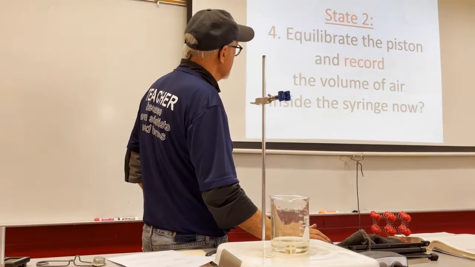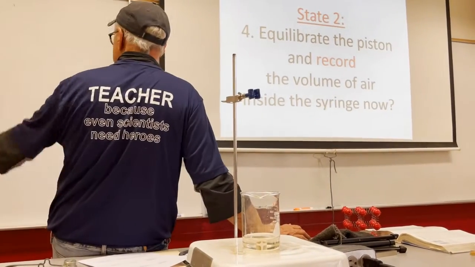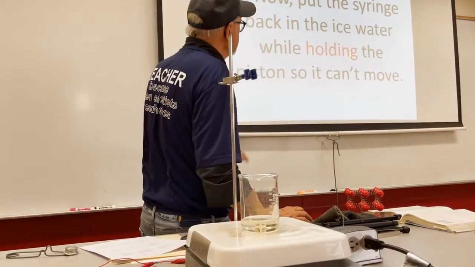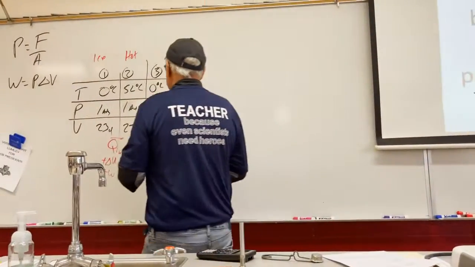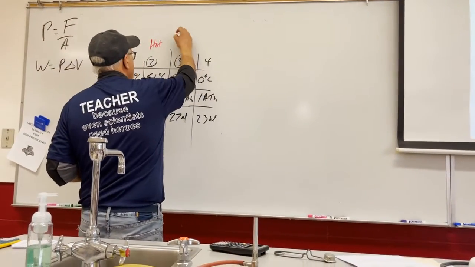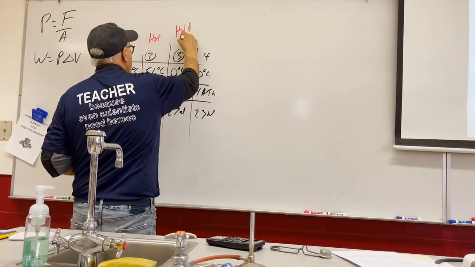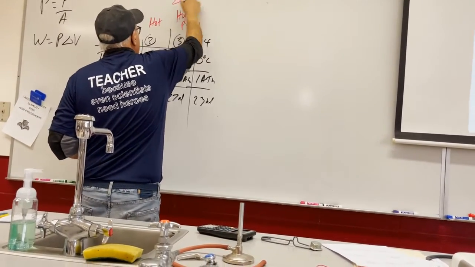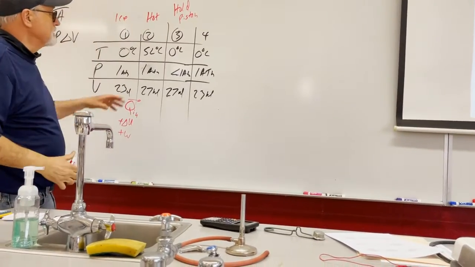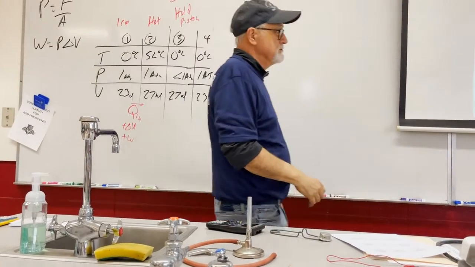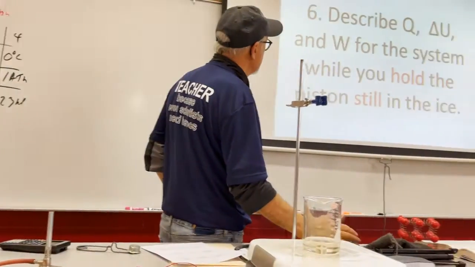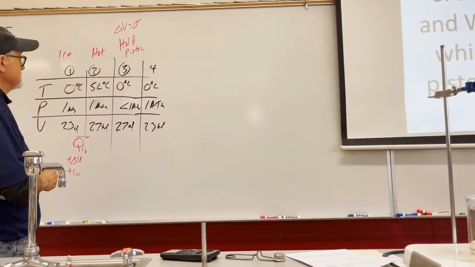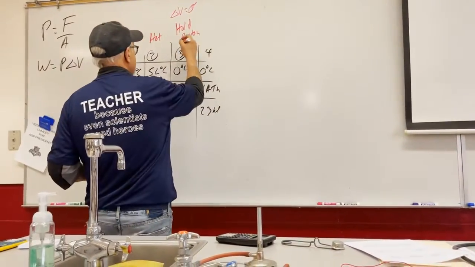Okay, state two, record the volume of air inside the syringe now. We've got that. Now put the syringe back in the water while holding the piston so it can't move. So we hold the piston here so it can't move. All right. So describe Q, delta U, and W for the system. So we're back in the ice, yeah?